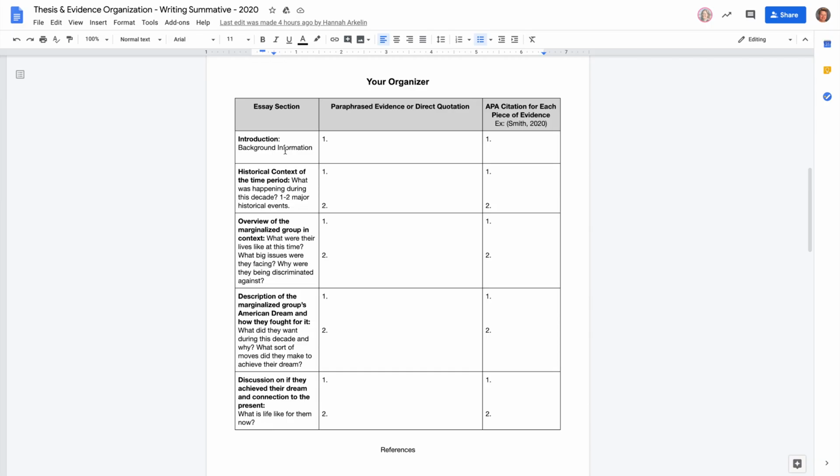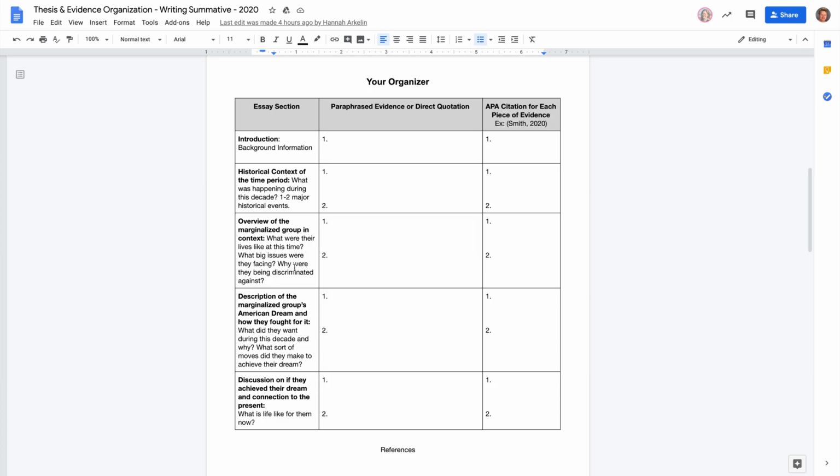So you're going to start with introduction and background information, and you only need one quote in that spot, okay? But every paragraph from there on out requires 2 quotes. So for historical context of the time period, you have to answer the question, what was happening during this decade? And you have to have 1 to 2 major historical events with 2 quotes to back you up, okay? Same goes for overview of marginalized groups in context. Answer those questions, okay? And you have to answer those questions fully using what evidence you have gathered, and so on, all the way down, right?